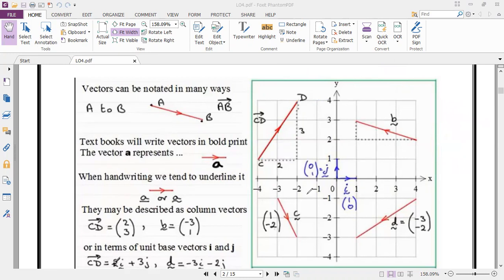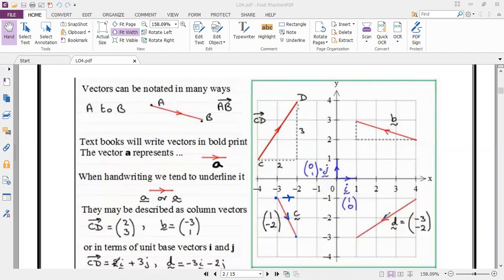What about the vector here? If we look at this vector, look at the direction of C. We moved from this point to this point. So we moved in the positive sense across x 1 unit, and we moved down 2. So this vector is (1, -2). The vector C is (1, -2).